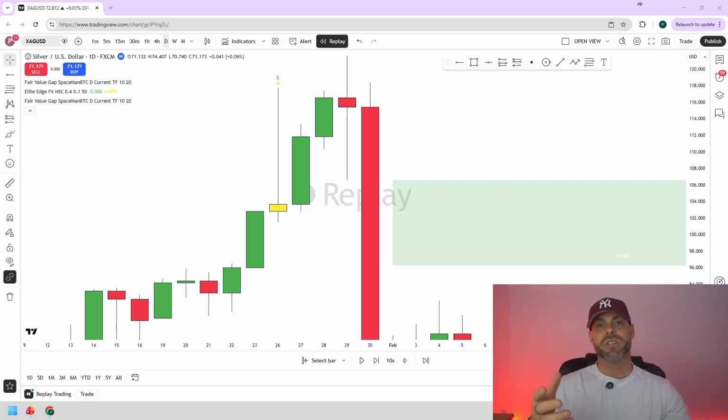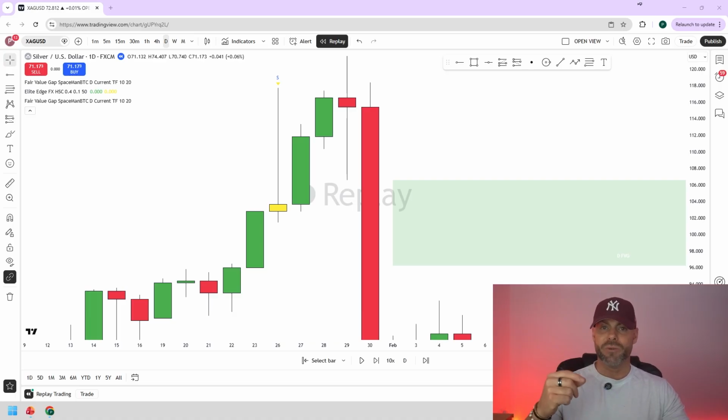And what this shows is that buyers pushed the price higher, but then sellers stepped in aggressively and rejected it, forcing it to close back down lower. Now, this shows that it's a clear sign of rejection of higher prices and a potential, and I mean potential, shift to the downside.